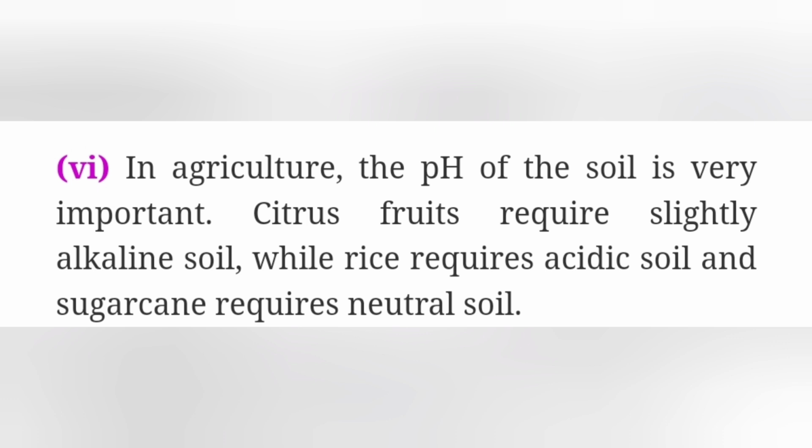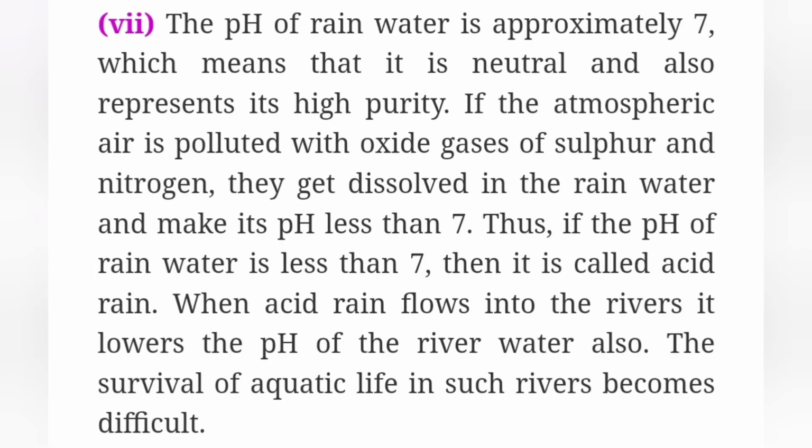Sixth point, in agriculture, the pH of the soil is very important. Citrus fruit requires slightly alkaline soil, while rice requires acidic soil, and sugarcane requires neutral soil. Seventh point, the pH of rainwater is approximately 7, which means that it is neutral and also represents its high purity. If the atmospheric air is polluted with oxide gases of sulfur and nitrogen, they get dissolved in the rainwater and make its pH less than 7.